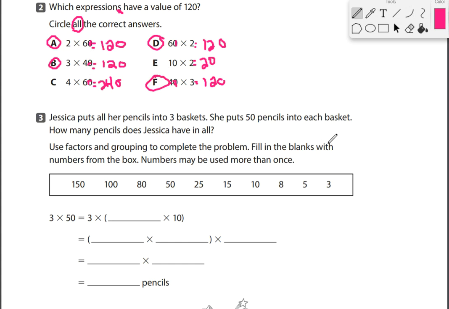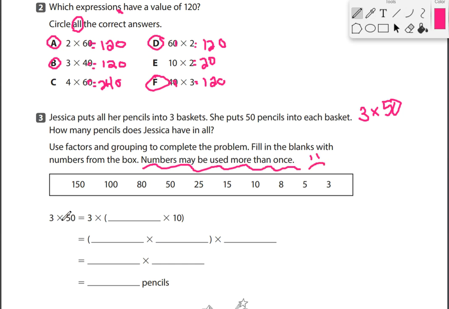Let's take a look at number 3. Jessica puts all her pencils into 3 baskets. She puts 50 pencils in each basket. All right, I have 3 groups of 50. I'm just going to write that off to the side here so I don't forget it. How many pencils does Jessica have in all? Use factors and grouping to complete the problem. Fill in the blanks with numbers from the box. And here it's going to tell us something icky. Numbers may be used more than once. Womp, womp, womp. That makes it a lot harder.